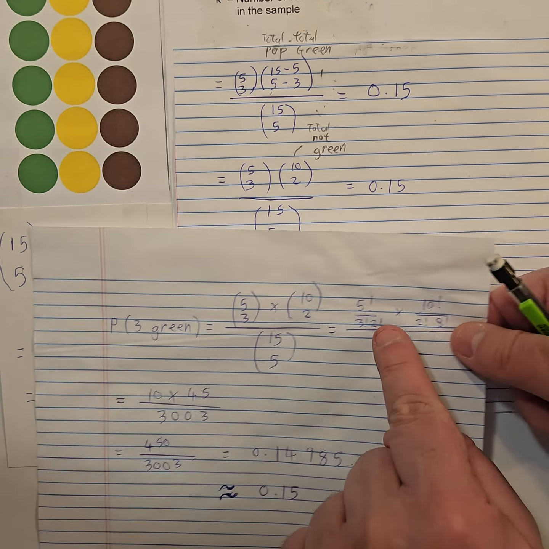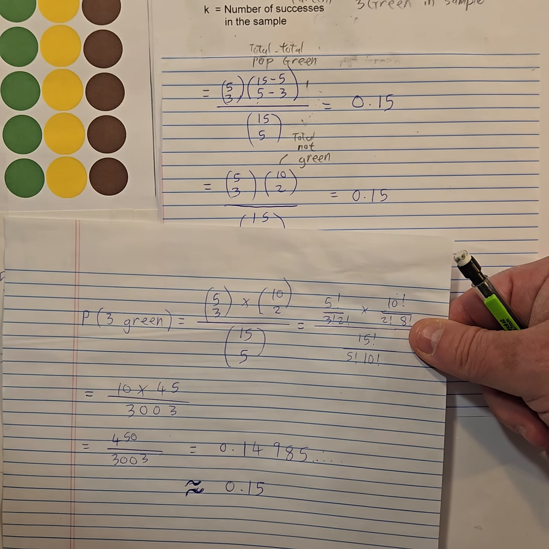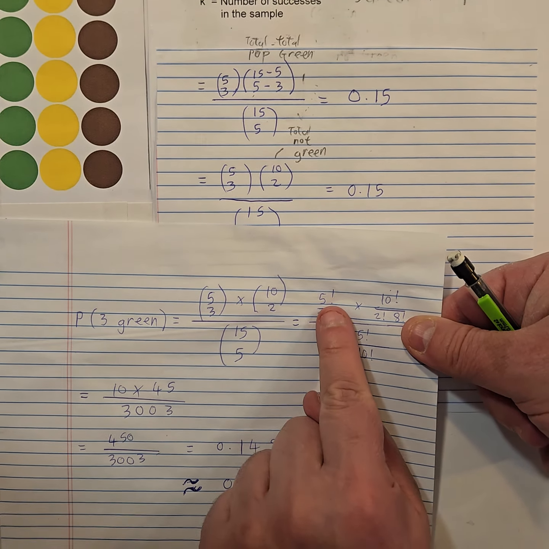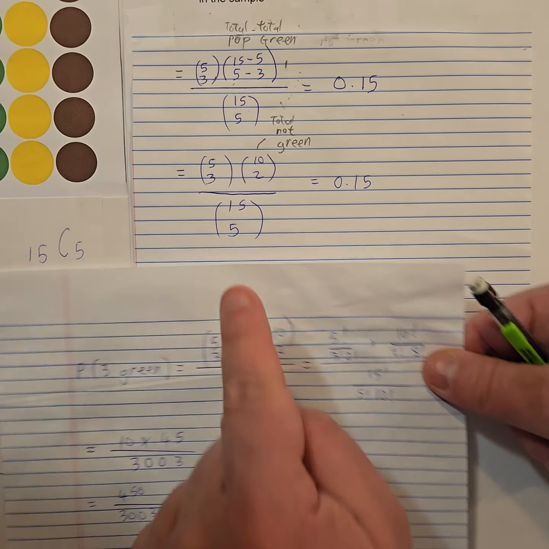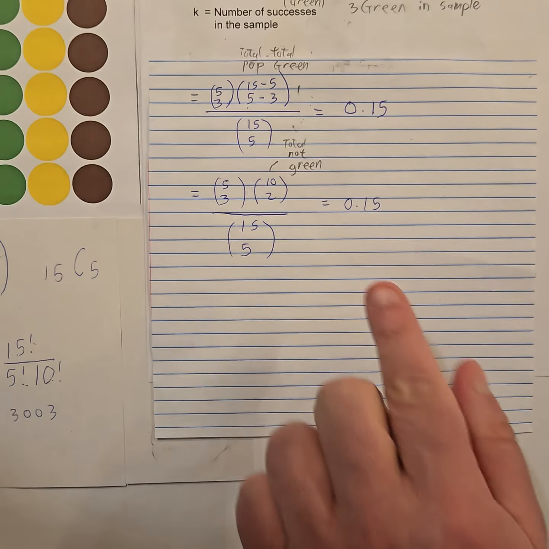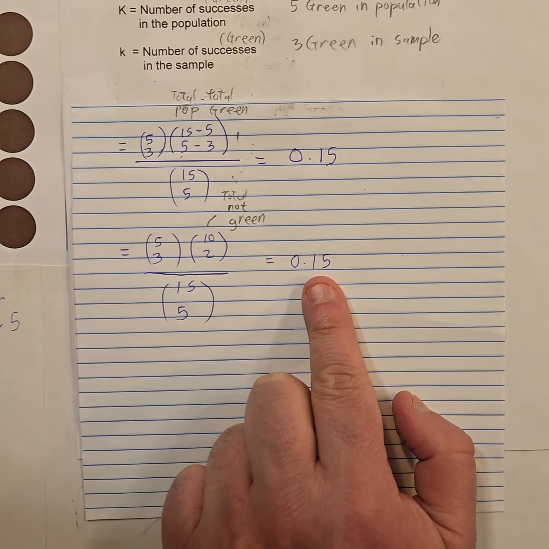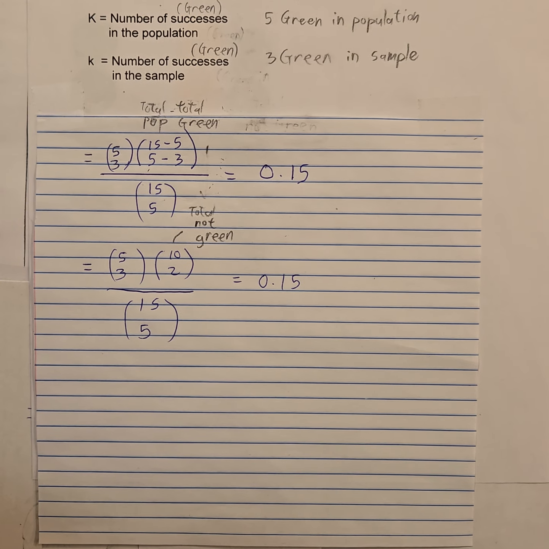Like 5 choose 3 is 5 factorial divided by 3 factorial times 2 factorial. And as one example, 5 factorial means 1 times 2 times 3 times 4 times 5. And the same concept with each one. And when we simplify, just like the previous question, we land up with 0.15 to 2 decimal places. And that's the answer using a different method.